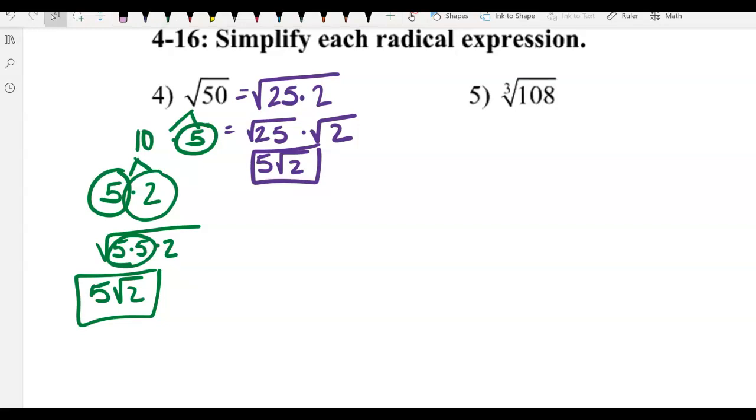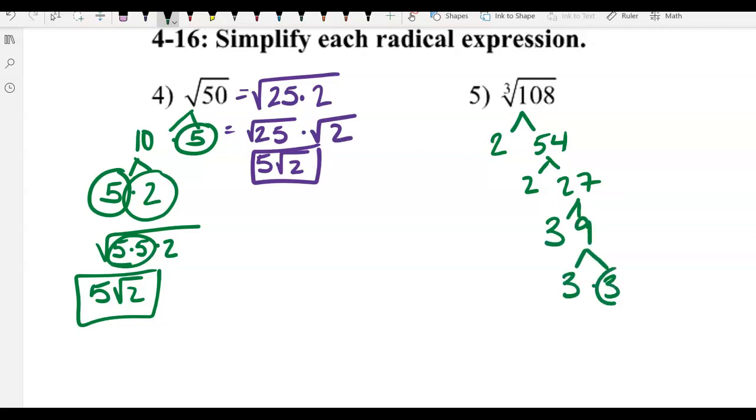All right. 108. If you know a perfect cube, then straight up do it. But if you don't, then do prime factorization. All right, 108, I know it's even. 2 goes in there how many times? 54. Even again. 2 goes in there how many times? Ooh, 27. It's a perfect cube, but if you don't know, it's 3 times what? And 9 is what times what? Look at that.